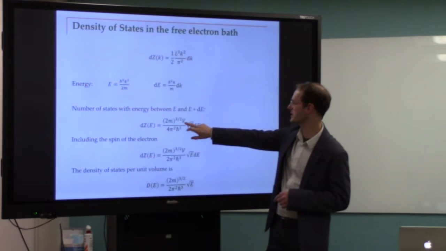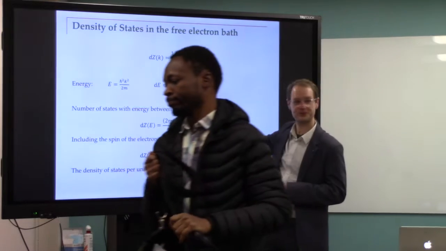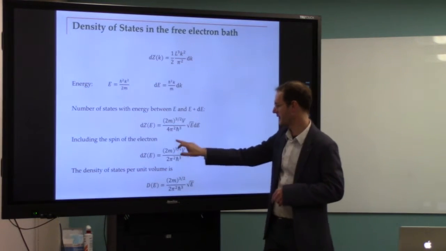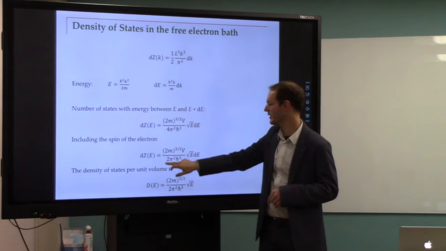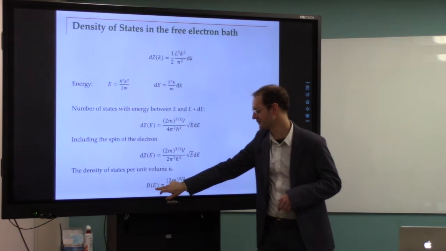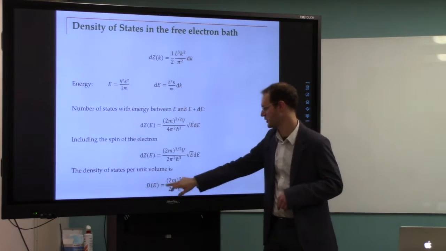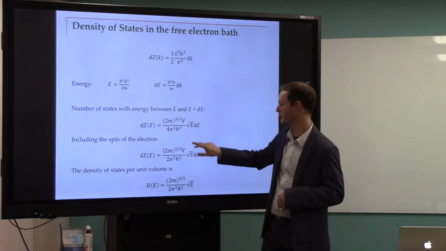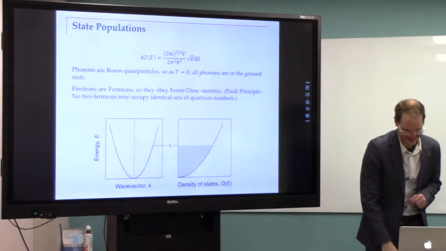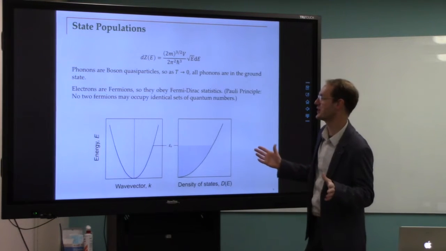And so notice I've substituted volume instead of L cubed. The density of states per unit volume is obtained by taking this factor here and dividing by the volume. And that's what we're going to call the density of states, D of E. So D of E is going to be this expression here, just this part divided by the volume. Okay? So we know the density of states at each energy.